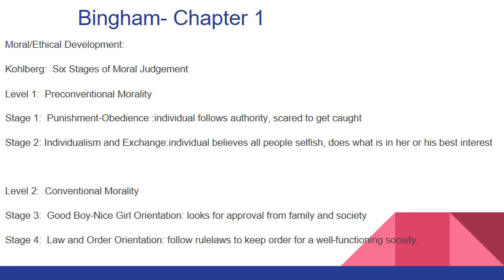In stage 4, the law and order orientation, children will follow the rules and laws so that they can keep order and so that society will function well. So they know that in order to keep the status quo or to keep things the same that they're used to, they're going to act like everybody else has been acting or how they've been taught to act.